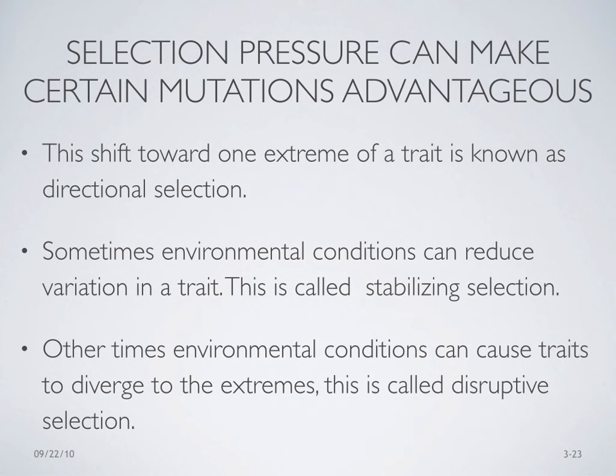Sometimes environmental conditions can reduce variation in a trait. This would be a stabilizing selection, or they can cause traits to diverge to the extremes, which is called disruptive selection. Competition can cause disruptive selection, which allows for better partitioning of a resource. Directional selection can be observed in the emergence of antibiotic-resistant bacteria and of pesticide-tolerant insects. In both cases, individuals that happen to have better than average tolerance of these compounds tend to survive in a population, while other individuals die off. Resistant survivors produce new generations, leading to a population with the resistant traits.